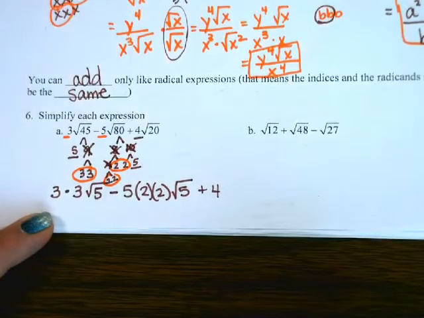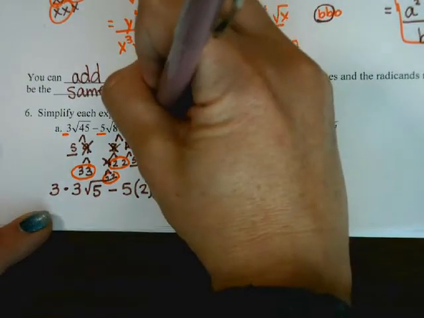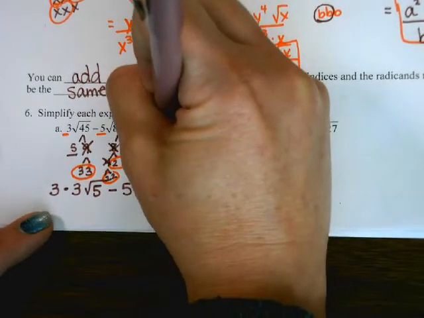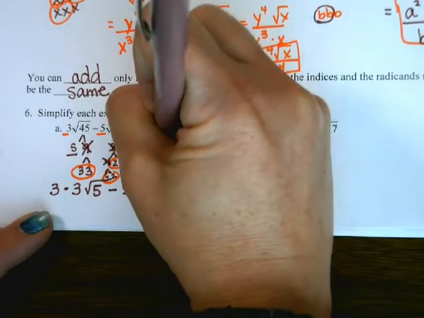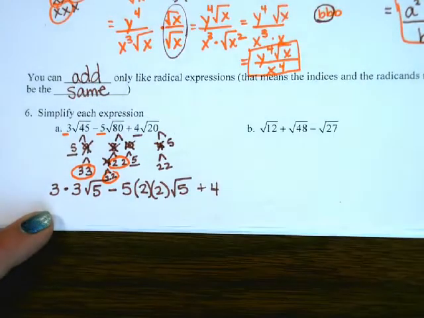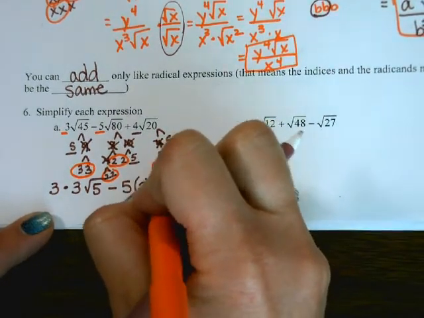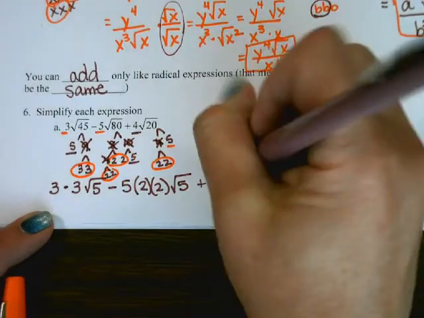Okay, there's that 4 still out front. Let's break down 20. 4 and 5. If you said 2 and 10, that's okay. What gets to come out? What has to stay?